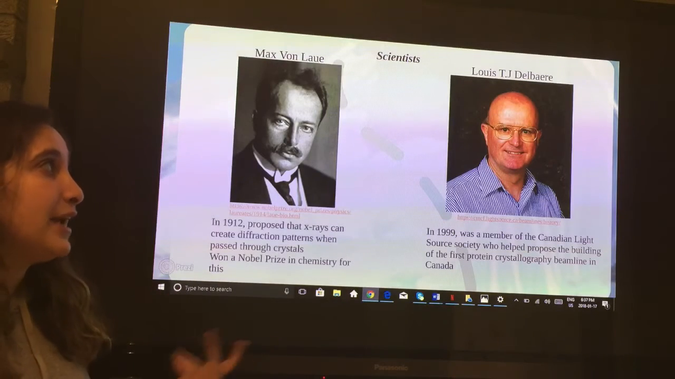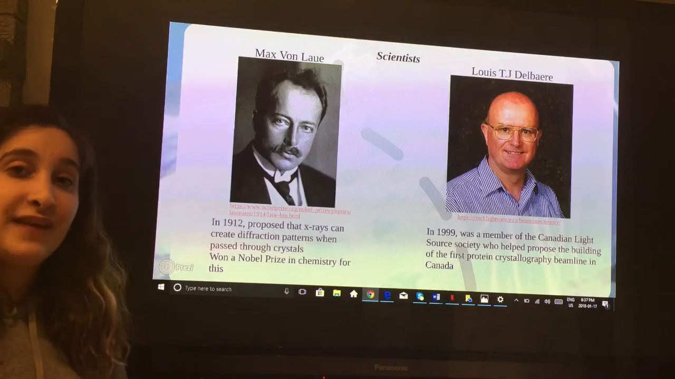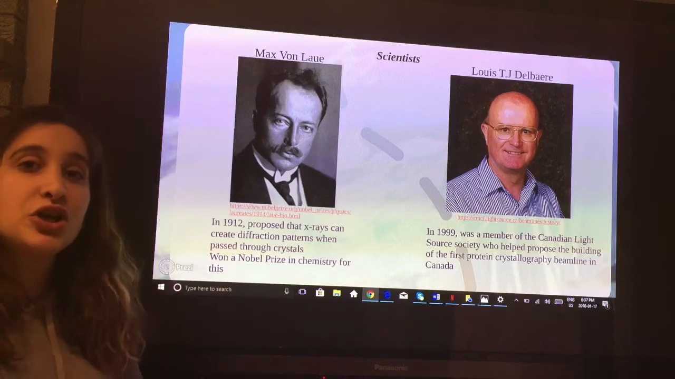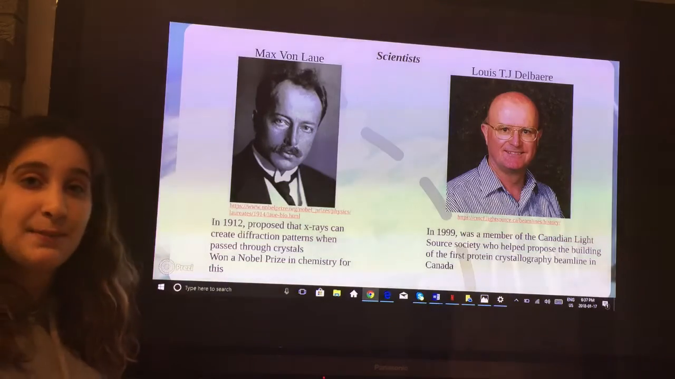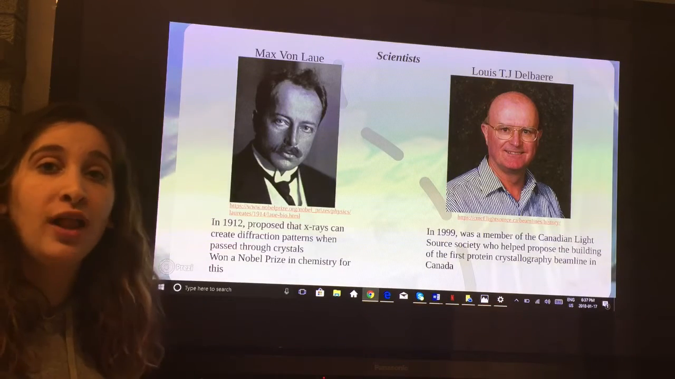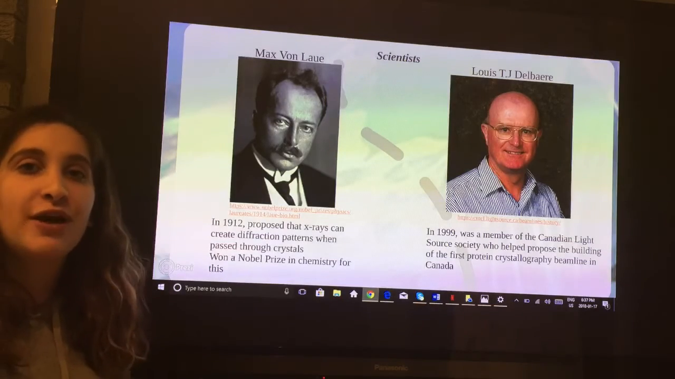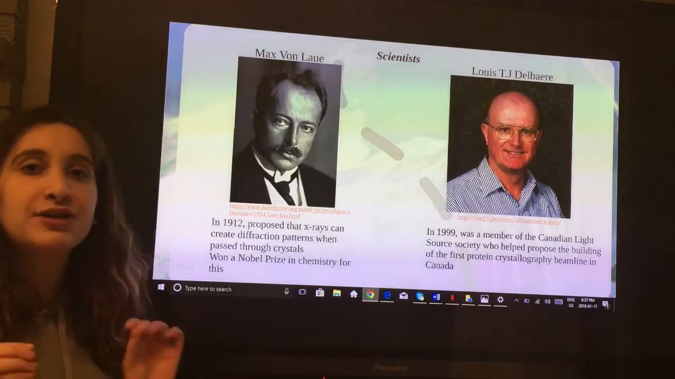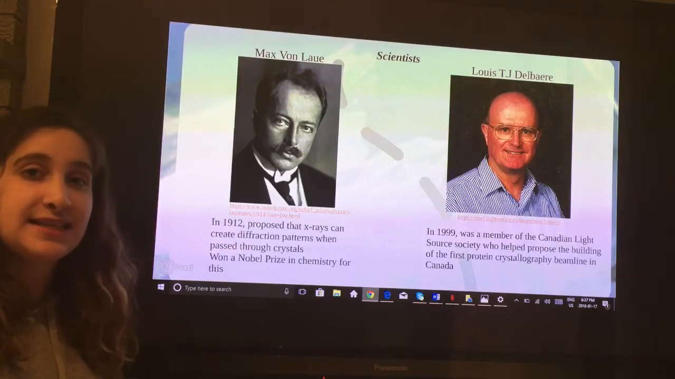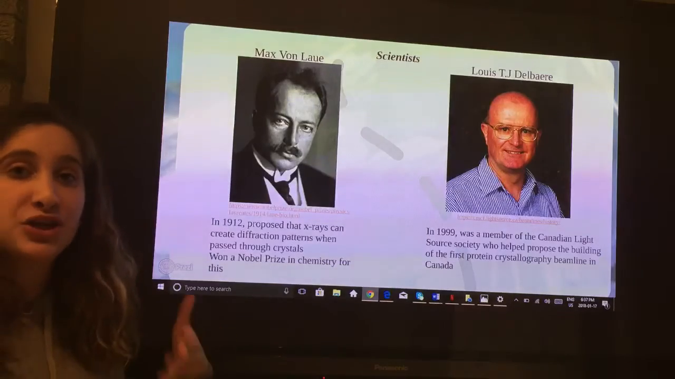Then the next scientist there is Louis T.J. Delbert, and basically he was one of the founding members of the Canadian Light Source Society, which is the largest crystallography research team in Canada. And he was part of the first planning meetings in Montreal, and he was the leader of the team that proposed the production of Canada's first protein crystallography beamline, which is a type of synchrotron that produces these X-ray diffractions that I was speaking about that Max von Laue actually discovered.